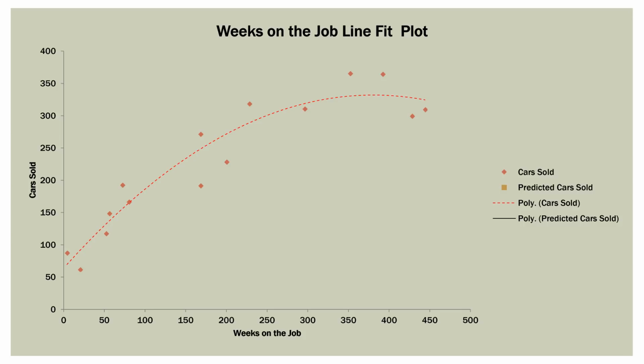Now on top of this, we're going to model our predicted cars sold. If you notice, it falls right exactly on top of the cars sold model. So now we can compare where each observed value falls in relation to the predicted values. And of course, because our model fits the data better, these residuals are going to be smaller.